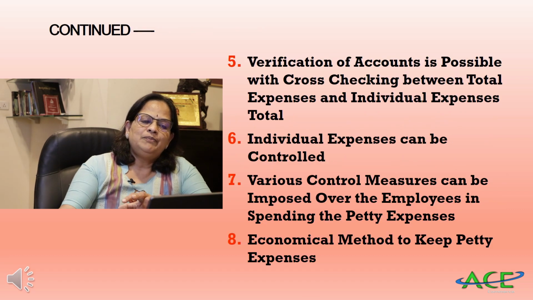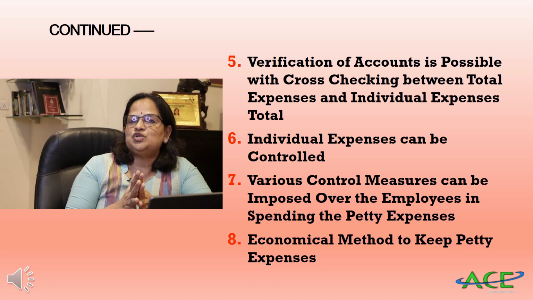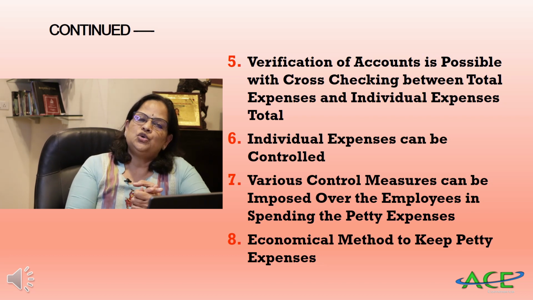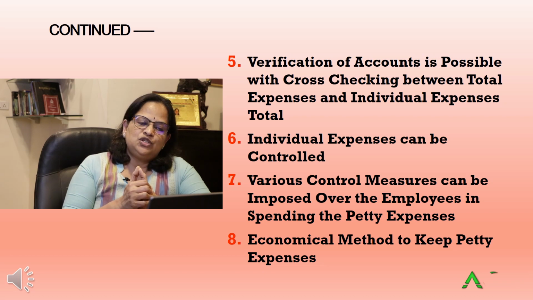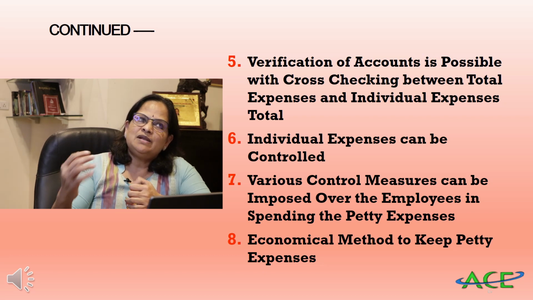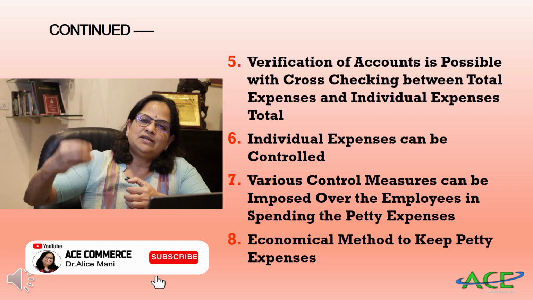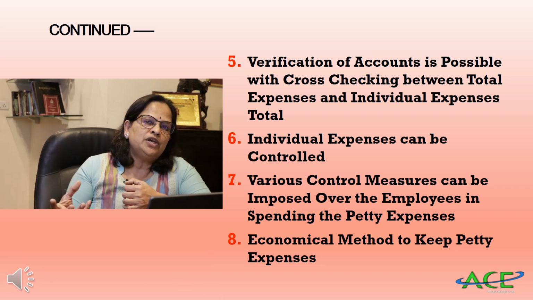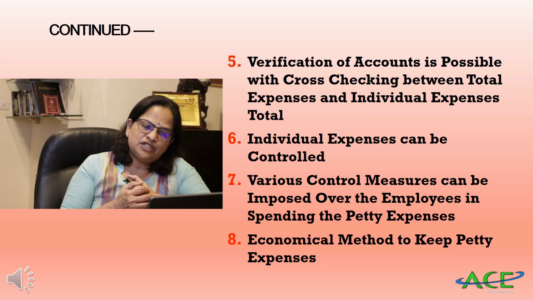Now you have to remember, verification of accounts is possible by cross-checking the total column and the individual expenses total. We can cross-check that total. Then individual expenses can be controlled. If you see that one expense is going up every month, conveyance is going up or refreshments is going up, they can ask the petty cashier for an explanation.